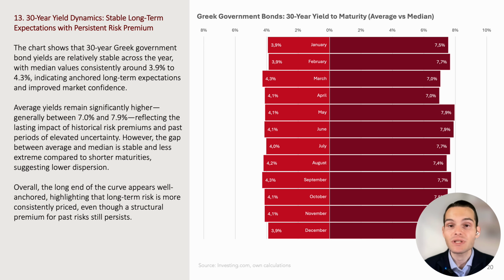The 30-year maturity segment also appears relatively stable despite incorporating higher long-term risk premiums. Median yields remained fairly consistent throughout the year, while average yields stayed somewhat higher due to the lasting effects of past periods of uncertainty.